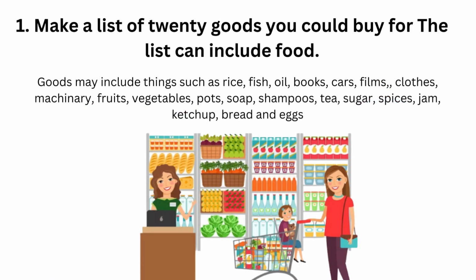Make a list of 20 goods you could buy. The list can include food. Goods may include things such as rice, fish, oil, books, cars, films, clothes, machinery, fruits, vegetables, pots, soap, shampoos, tea, sugar, spices, jam, ketchup, bread and eggs.